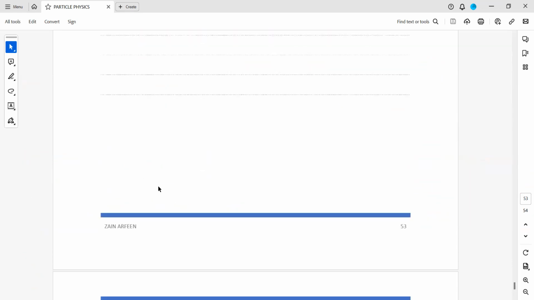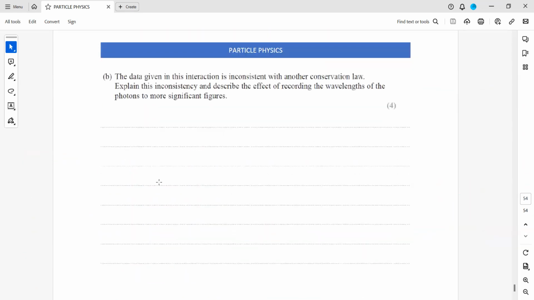And for part B, the data given is inconsistent with another conservation law. Explain this inconsistency and describe the effect of recording the wavelength to a more significant value. What actually happened is that when we check conservation of energy, it won't be accurate. We can work out the energy of a photon with the formula E equals hc over lambda. So if the wavelength is not changing, the energy should not change.